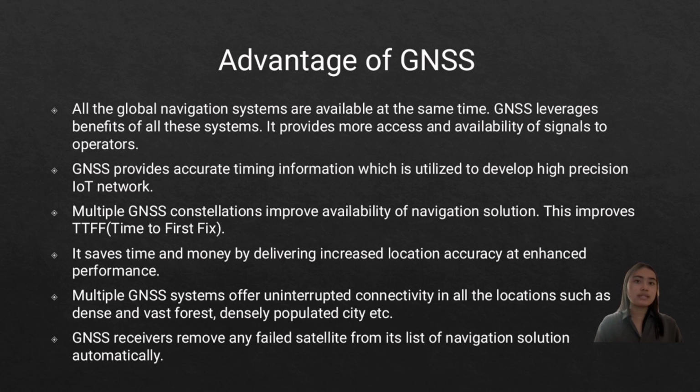Number 4 is it saves time and money by delivering increased location accuracy and enhanced performance. Number 5 is multiple GNSS systems offer uninterrupted connectivity in all locations such as dense and vast forest, densely populated city, and so on. Lastly, GNSS receivers remove any failed satellite from its list of navigation solution automatically.